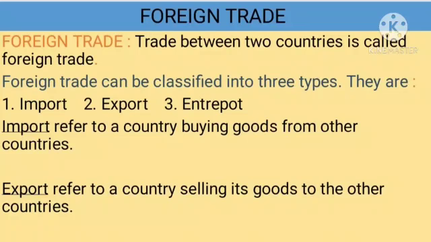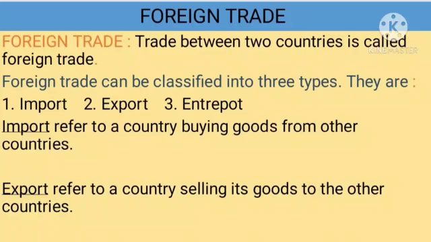So if we purchase from another country and if we sell goods to another country, that is called foreign trade. Foreign trade can be classified into three types: import, export and interport trade. Import refers to a country buying goods from another country for its use. If we don't have petroleum, we purchase petroleum from another country. And export: we are good at agriculture products like sugar and milk products, so we export. A country selling its goods to another country is called export.